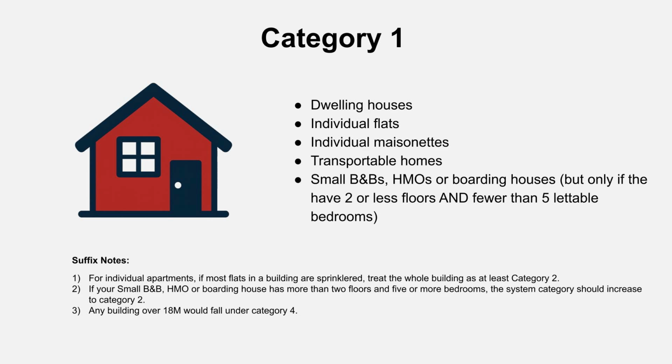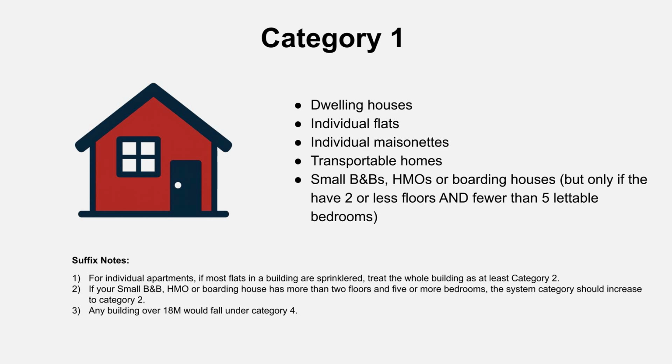Category 1 applies to single-family homes and similar simple setups. Dwelling houses, individual flats, individual maisonettes, transportable homes, small bed and breakfasts, HMOs or boarding houses. There are also suffix notes that need to be considered.